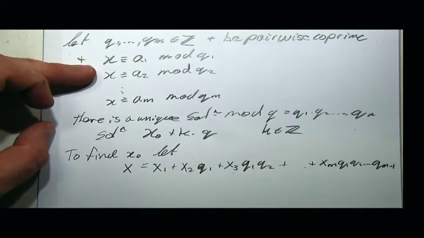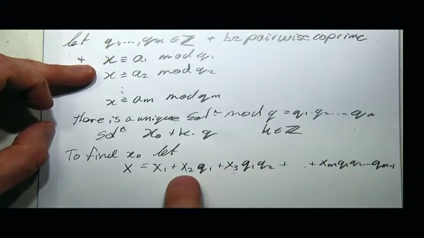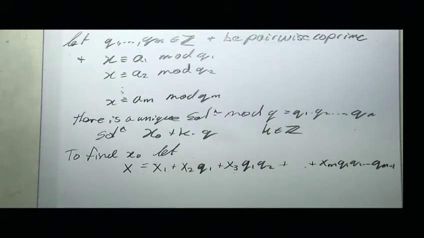Then I'm going to put it into this one. Now, I know what x1 is. All these other ones have a factor of q2 in it. So the only new term is going to be this x2. Yep, are we loving it?